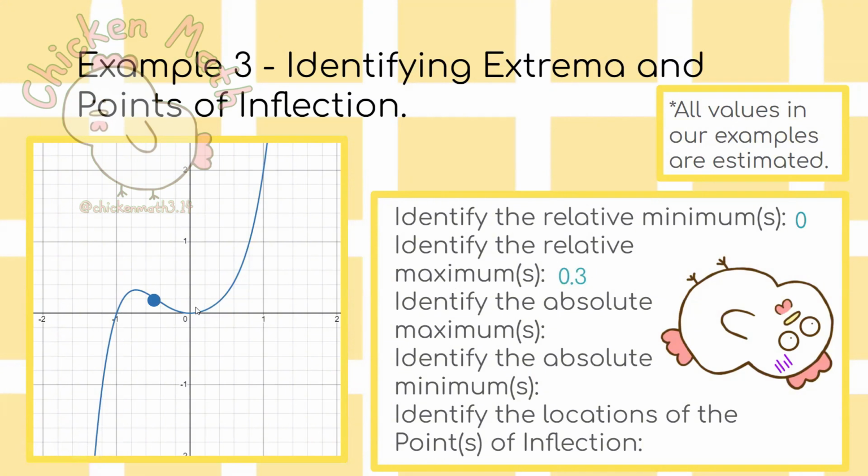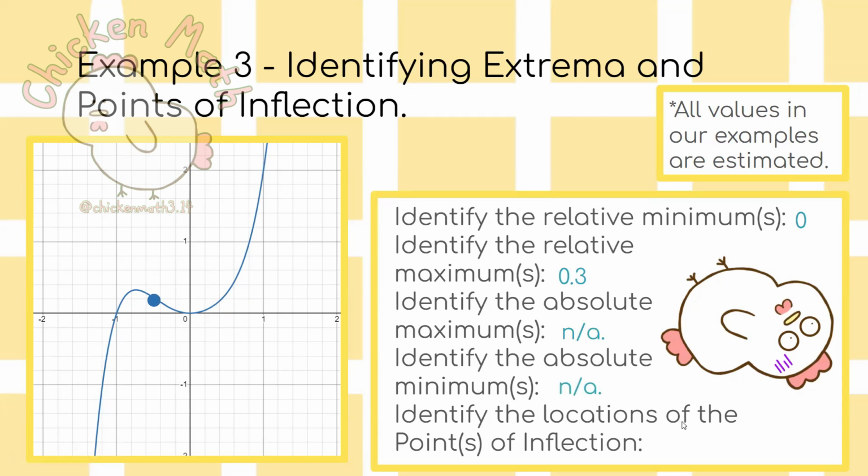Now absolute maximums. So that's the highest point of our graph. Now we can see that this graph does not have a restricted domain. There's no dots indicating endpoints. It's continuous. So there is no highest output value. So there is no absolute maximum. And the same thing goes for the absolute minimum, since it decreases continuously.